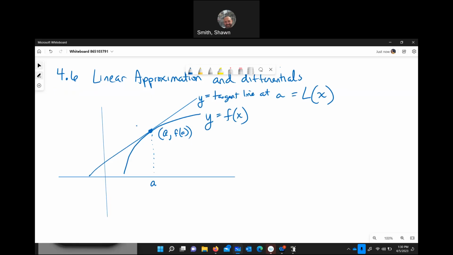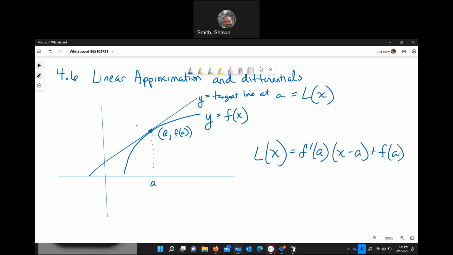All right, so L of x is equal to, now this is just formatting. I don't care if you memorize this format, it's just trying to get you to look at the calculus format. L of x is f prime at a times x minus a plus f of a.